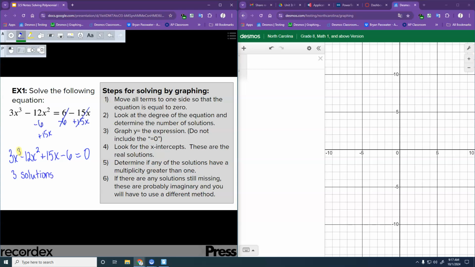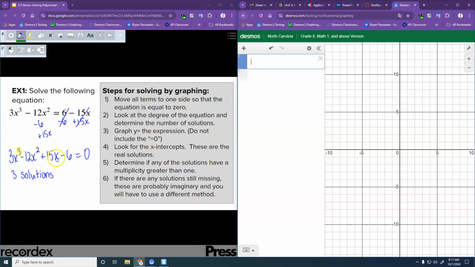Now, they may not all be real solutions, but there will be 3. And they might not all be distinct. We could have a triple 0 on this or a double 0 here and another one somewhere else. All right, so then we are going to graph the expression y equals or f of x equals. Do not include the equals 0.